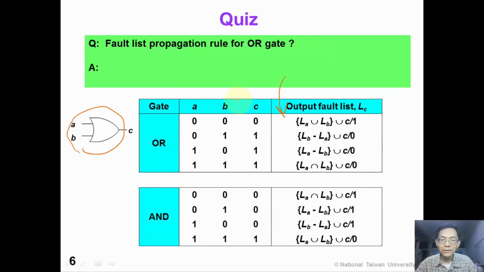The answer is like this. When both A and B are controlling value, we take the intersection of LA and LB. When both A and B are non-controlling 0, we take the union. This is actually the dual of the propagation rule of the AND gate. Have you got it correctly?